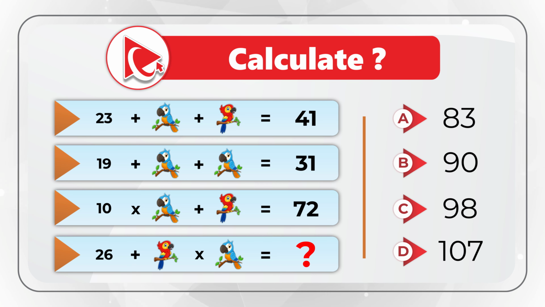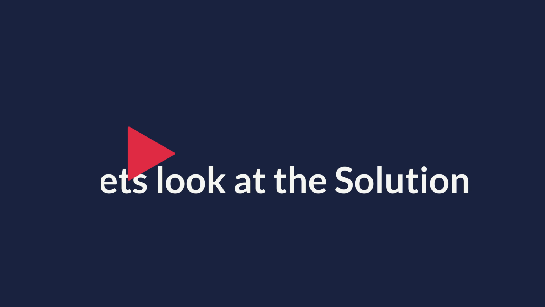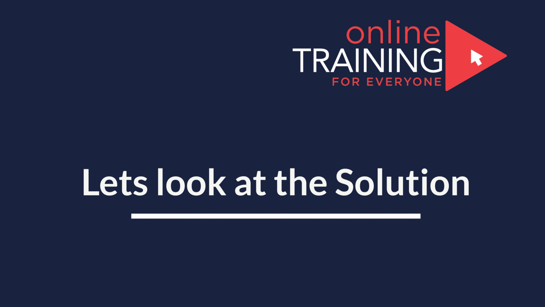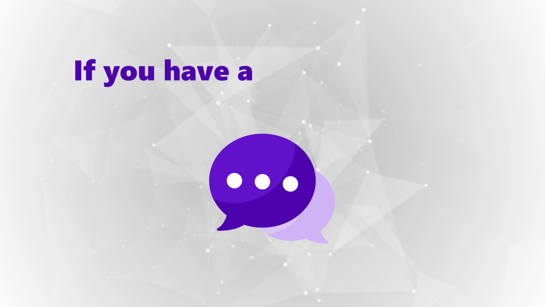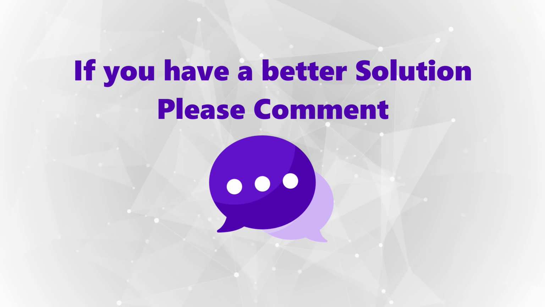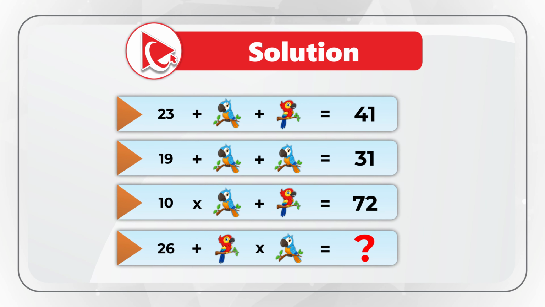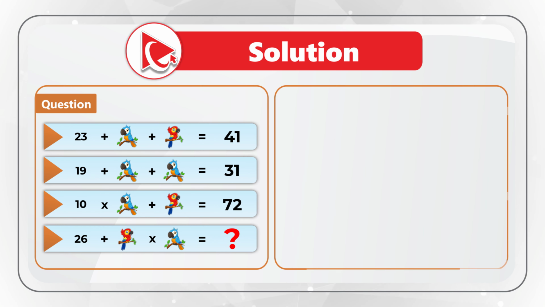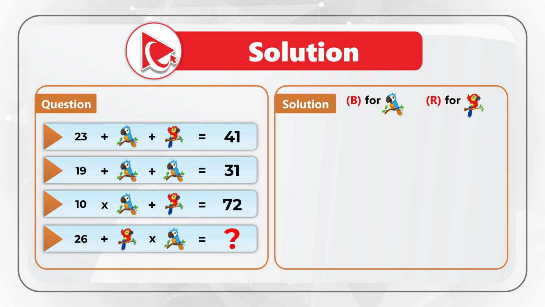Take a close look to see if you can calculate the answer. And on my end, I am moving forward to share with you my version of the solution. And obviously, if you have a better way to solve it, please make sure to post in comments so we can all learn. For simplicity, let's create variables. We will use B for blue parrot and we will use R for red parrot.